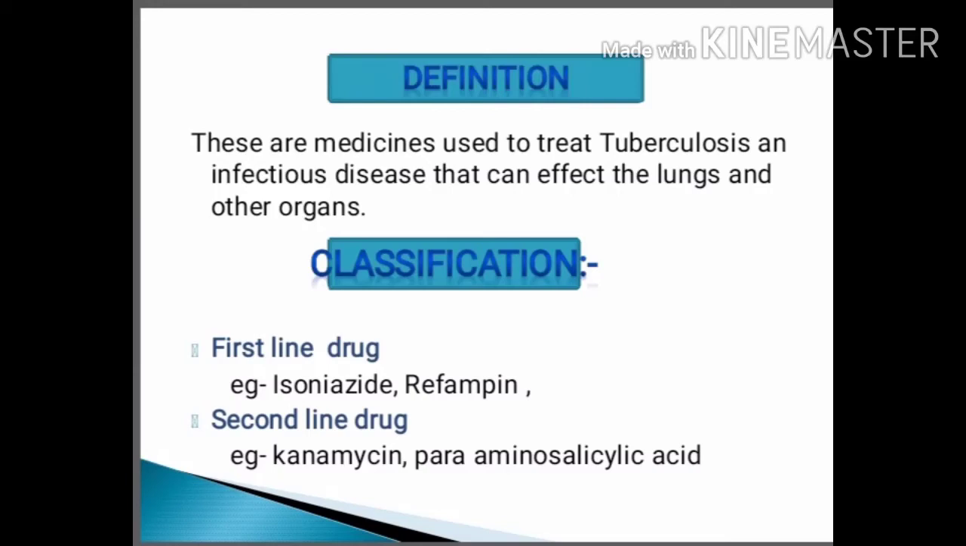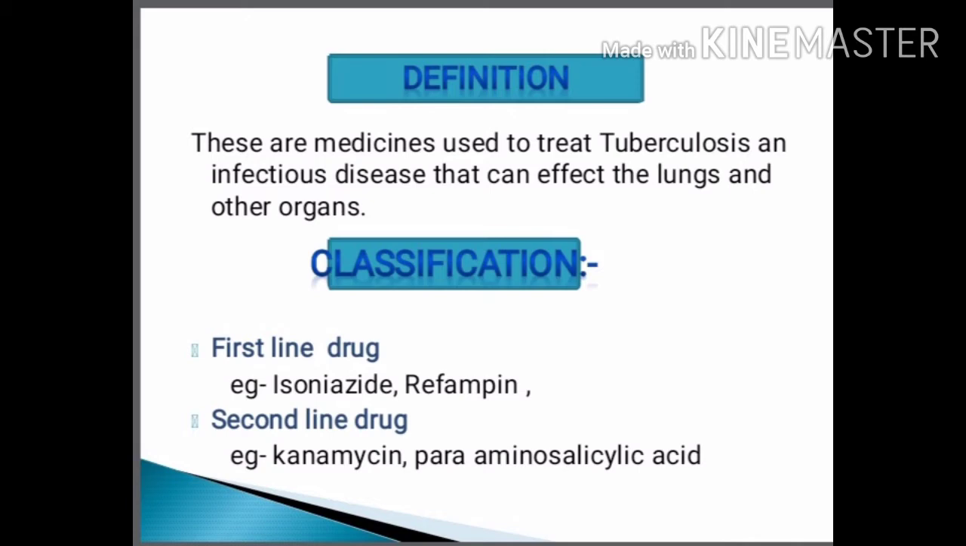So this is the second part of your video, on the topic of anti-tubercular drugs. Here you will see the classification of these anti-tubercular drugs and a little bit of the mechanism of action of these drugs. So let's see now. The first one is, since it has been divided into two types, the first line drugs and the second line drugs.